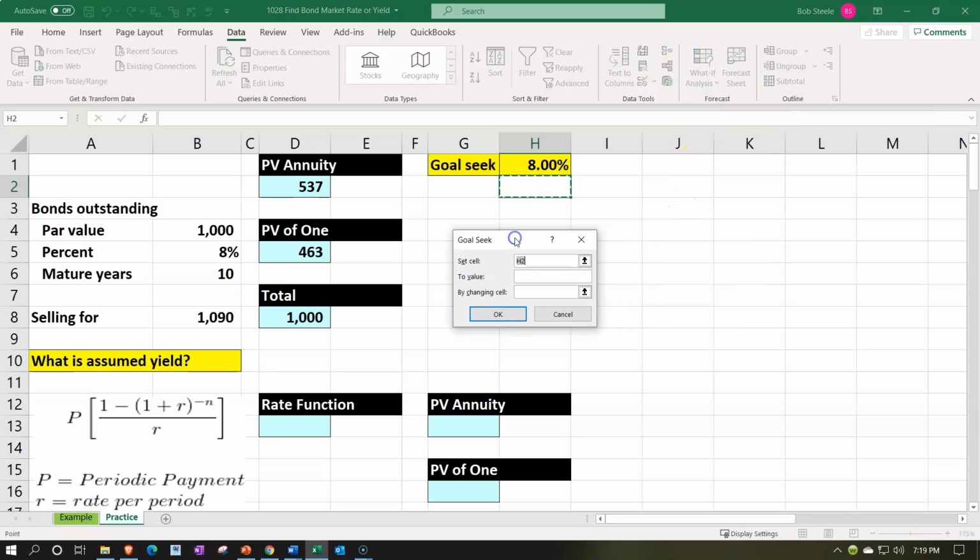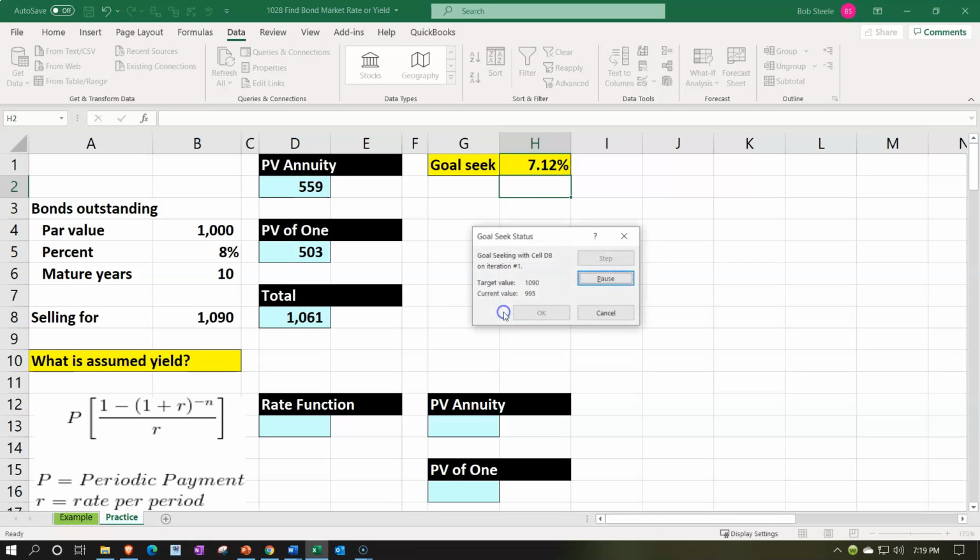What is the goal? Excel then asks, what is your goal that we seek? And we're going to say that we want to change this cell, and we want that cell to be this cell, which I have to hard code in there if I want to seek the goal. We want that to be 1090. We want to do that by changing the rate in this yellow cell. So we want to change that to what it needs to be in order to make the result what we know it should be, that 1090. That is the goal that we seek.